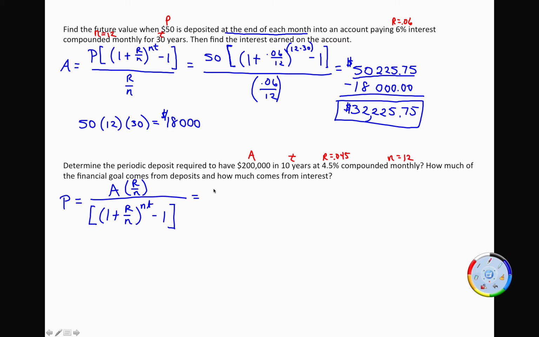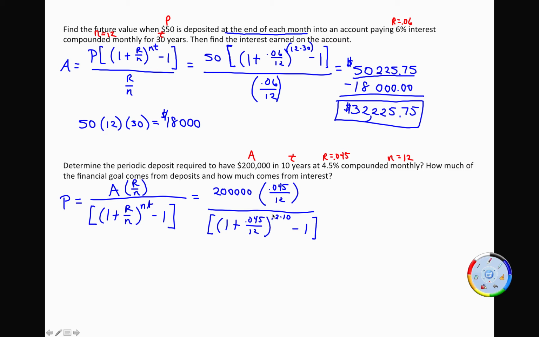So let's plug that in. And we have 200,000, 0.045 divided by 12. Okay. All over 1 plus 0.045 divided by 12 to the 12 times t, which is 10, minus 1.